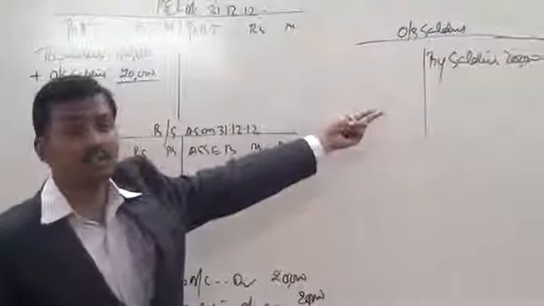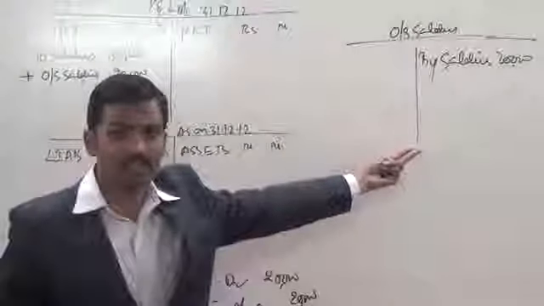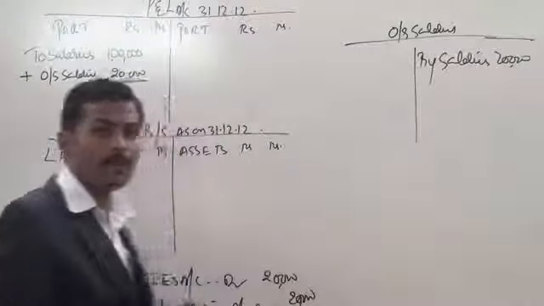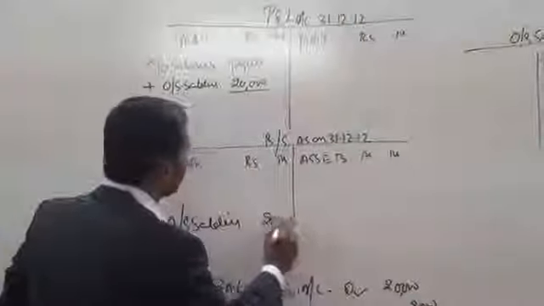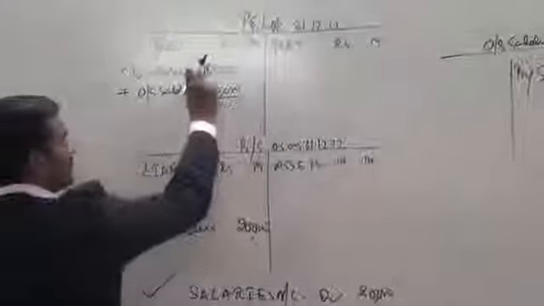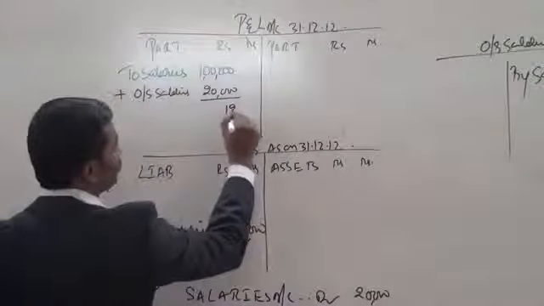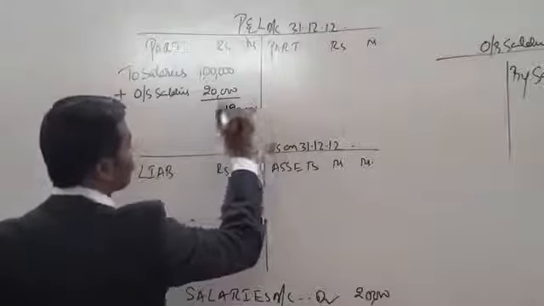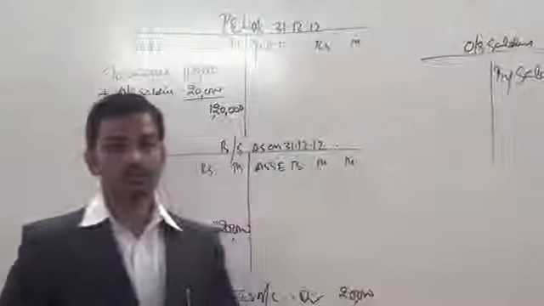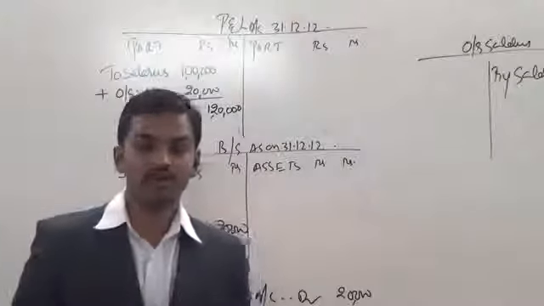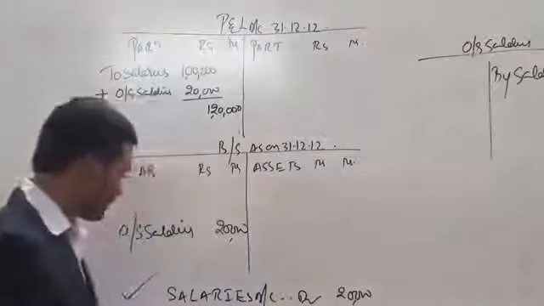If you see, this account is showing a credit balance, a personal account. It should be shown on the balance sheet liability side. So it will show outstanding salaries on the balance sheet liability side. And this amount will be added, and we have to show 1,20,000 rupees in the outer column of the profit and loss account. So when outstanding salaries have not been recorded, we have to pass this entry.